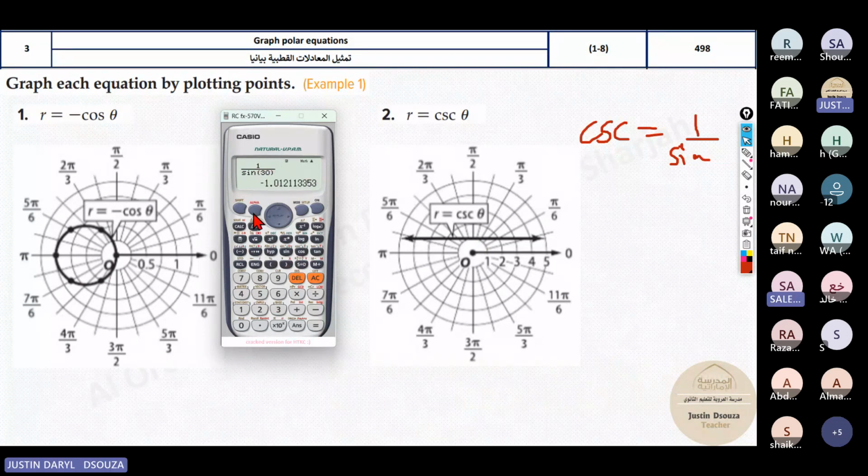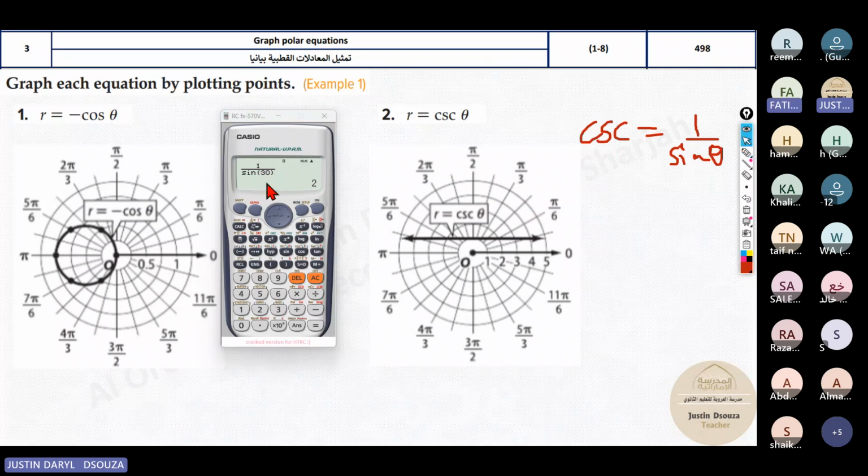But I have a question. How to put cosecant in the calculator? See, this is the way. Can you see over here, Saleh? 1 by sine 30. Cosecant means 1 by sine, right? So all you need to do is, whatever is the theta value, instead of cosecant, write it as 1 by sine.